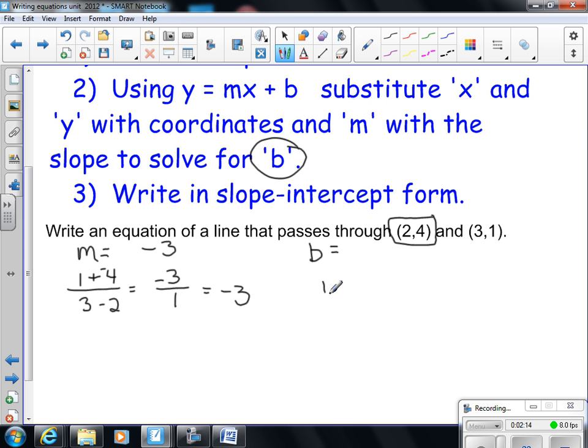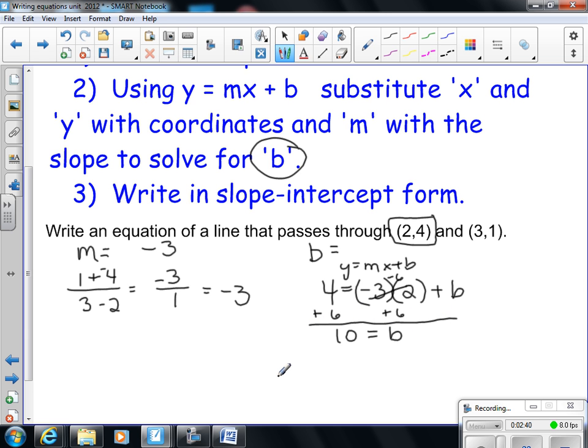So we're going to plug in 4 for the y, and y equals mx plus b. I'm going to have my slope, which is negative 3, plugged in for the m, and your x is a 2, plus b. Okay, then we do the math. This is a negative 6, so I need to add 6 to both sides. And I get my y-intercept, or my b, is 10. And then the third step is to write it in slope-intercept form. y equals, my slope was negative 3, so negative 3x plus 10.